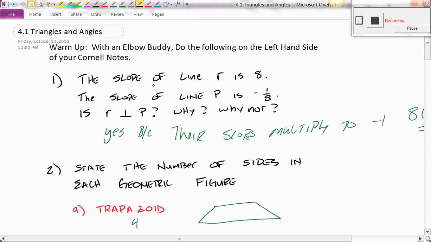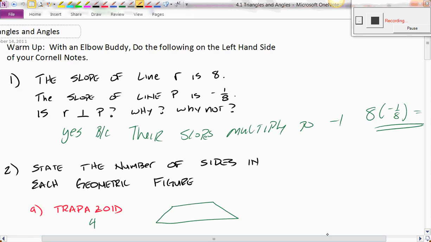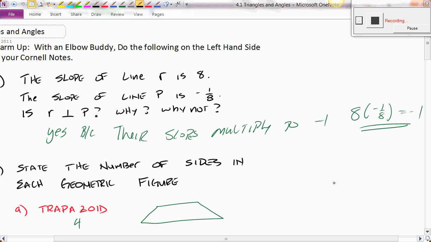So what we did was I gave you the slope of line R is 8 and the slope of line P is negative 1/8. Is R perpendicular to P, why or why not? And the answer is yes, because their slopes multiply to negative 1. I did over here. You can see that 8 times negative 1/8 gives you a negative 1, so the answer is yes.